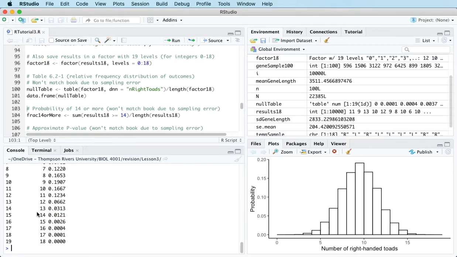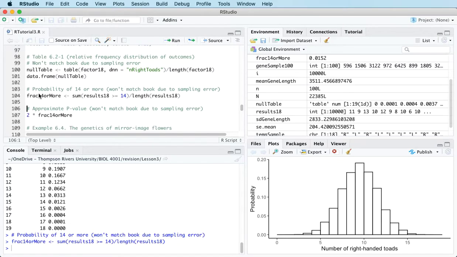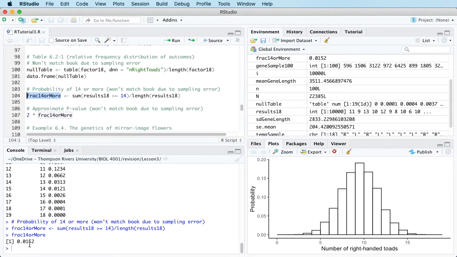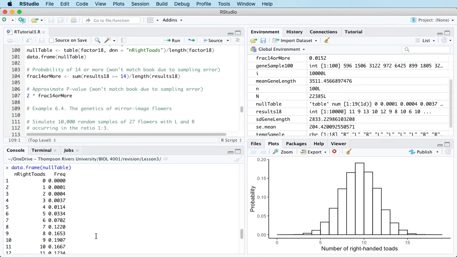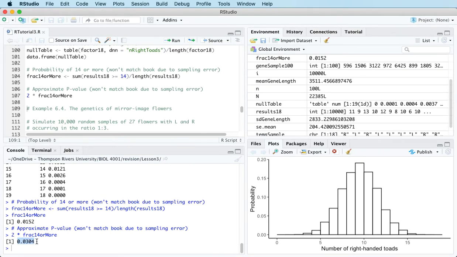So if I add up these probabilities, so 0.0121, 0.0026, then I get 0.0152. Okay, so that's the sum of these 5 probabilities here. And then if I multiply that by 2, that's going to give me approximately what I would get if I was to add these 5 plus these 5 in the other tail. And in this case it gives me a p-value of 0.0304.